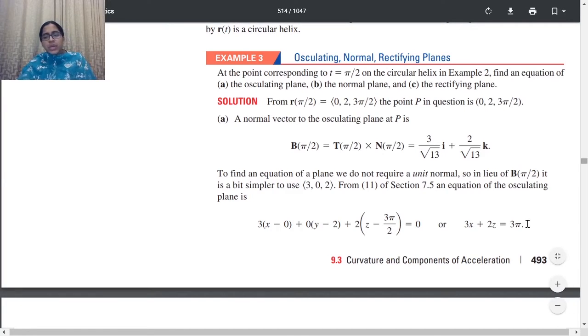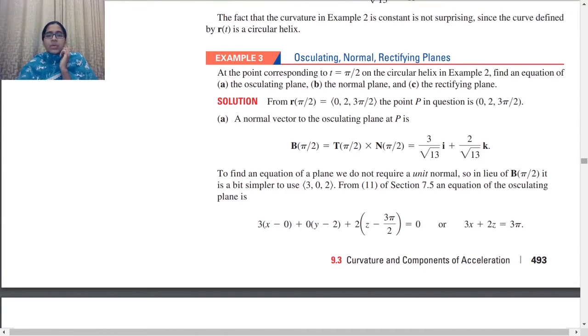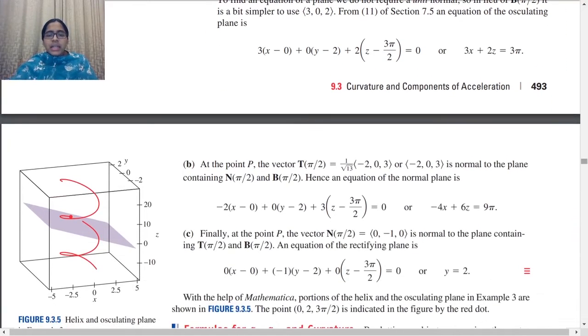So this will be the equation of the osculating plane. You can simplify it and find. Now in a similar manner, we need to find the normal plane. What is the normal plane? The normal plane is the plane containing n and b. Okay, normal plane is a plane containing n and b.